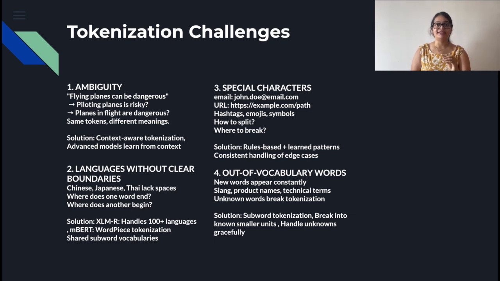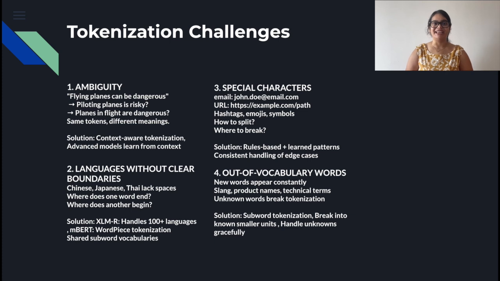Second, language without clear boundaries. English uses spaces between the words, but Chinese, Japanese, Thai, they don't. Where does one word end and another begin? That's a fundamental challenge. Third, special characters. Real text has email addresses, URLs, hashtags, emojis. Should john.doe@email.com be one token or multiple tokens? There is no obvious answer. Fourth, out of vocabulary words. New words, technical terms appear constantly. Your tokenizer has to handle unknowns gracefully.